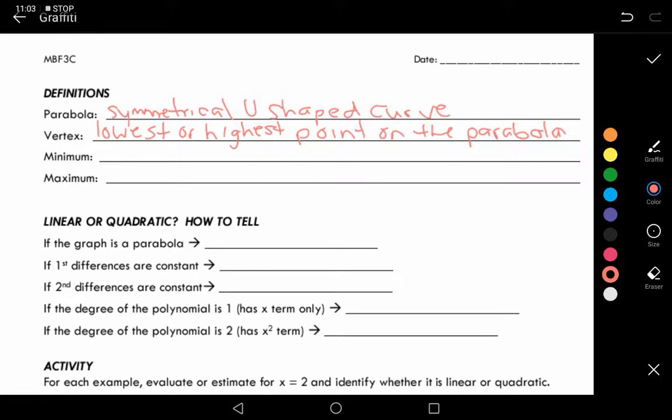Minimum is the lowest point on a parabola that opens up. Okay, your maximum, on the other hand, is going to be the highest point on a parabola that opens down.